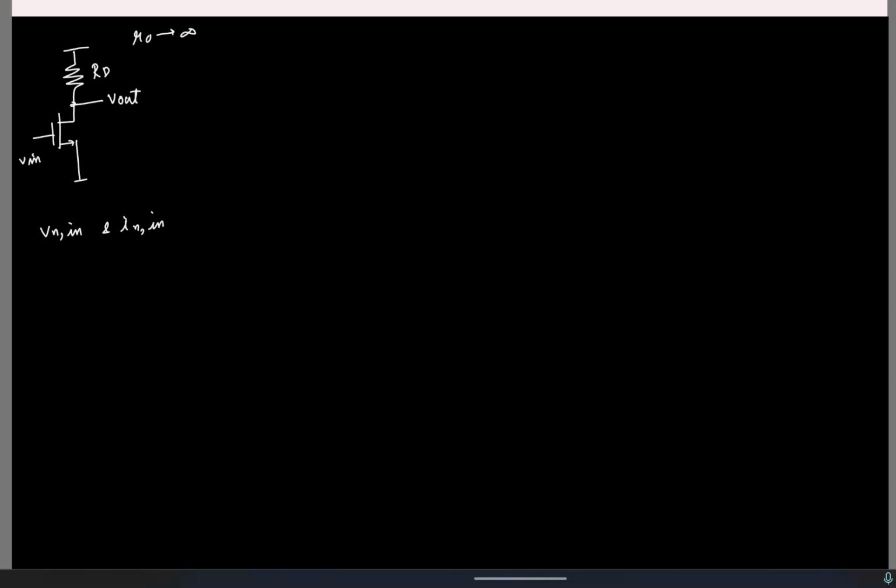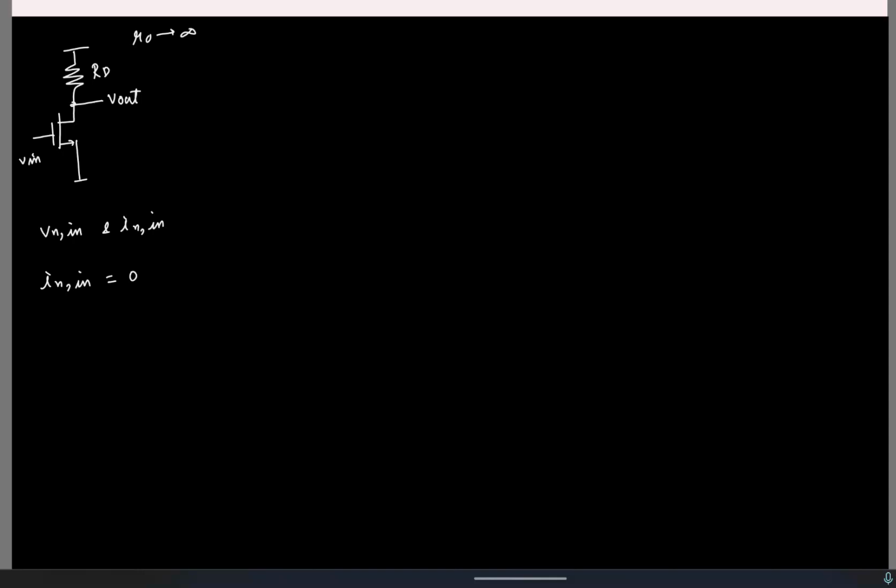So what is the input impedance here? Infinite. If I ignore the gate capacitance, which I'll do for now, the impedance is infinity. So what can I say about the noise current? Zero. So I just need to find only the voltage.